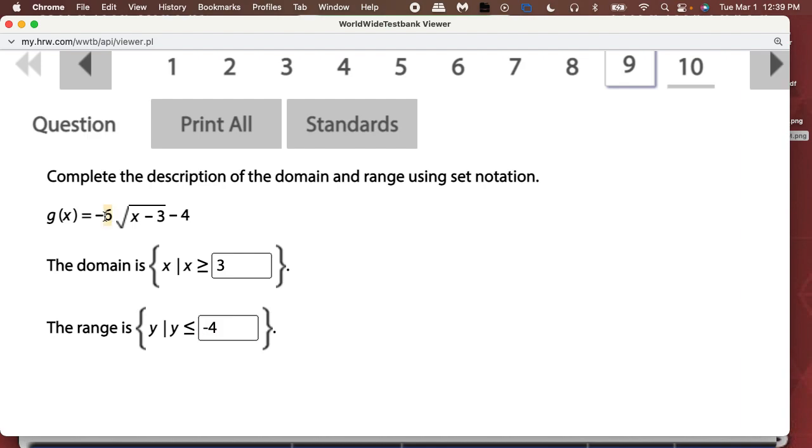And then right here, this multiplier made the range go less than. Because if I add a negative number to a negative number, it's going to get less and less and less as my negative numbers grow. That's why that switched. Okay, we'll do one more.